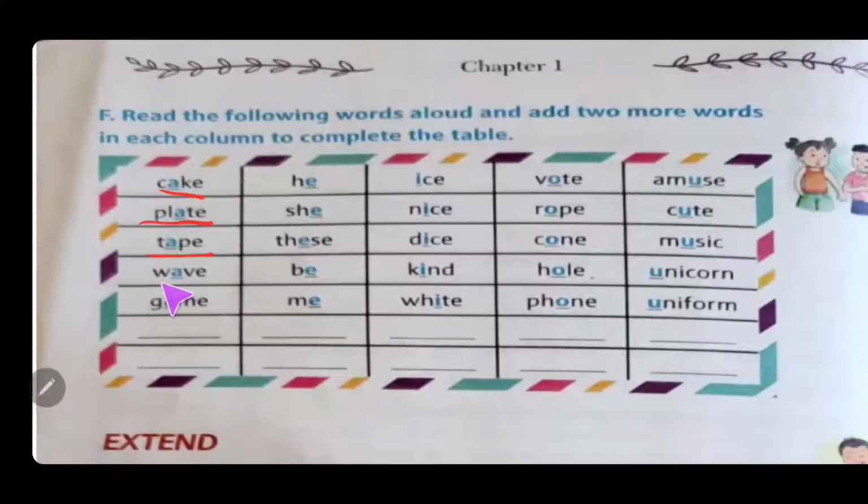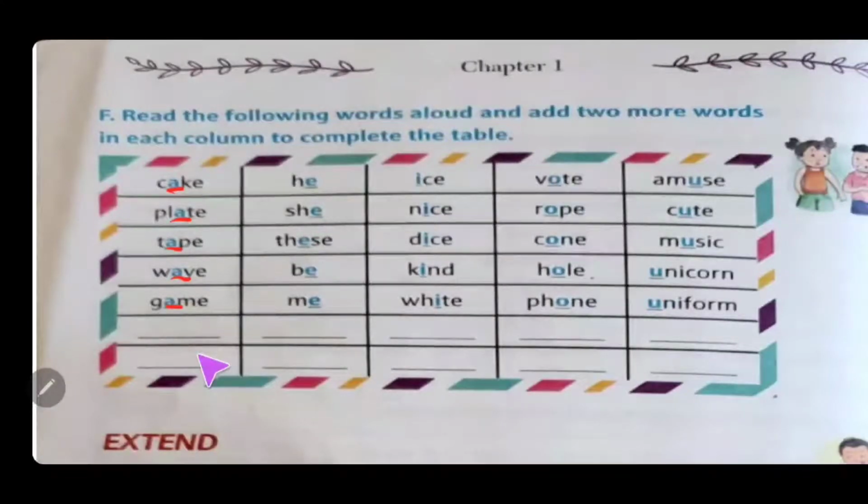wave, game. So here you can see that in each and every word given in this column, A is common. Like in cake, A is there, right? Likewise in plate, A is there. Tape, A is there. Wave, A is there. Game, A is there.